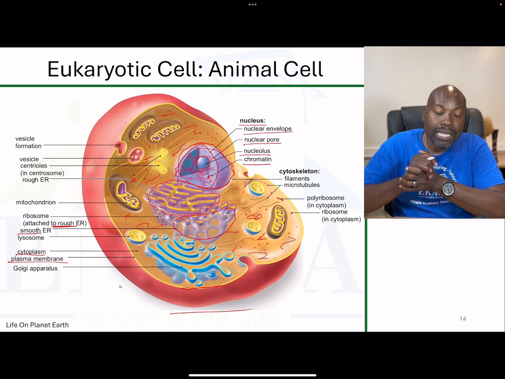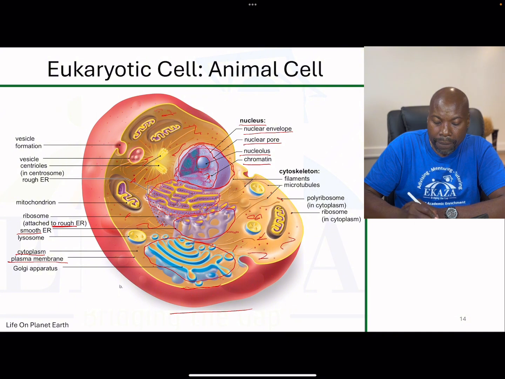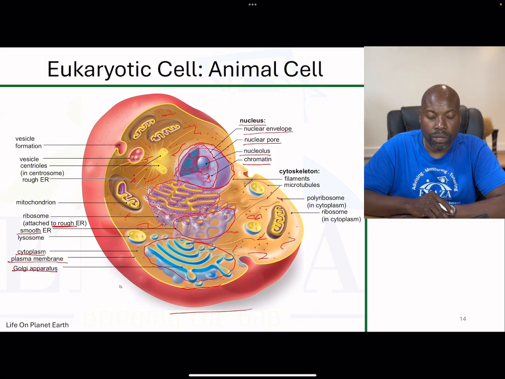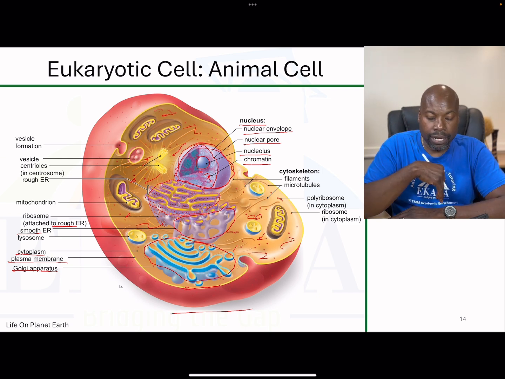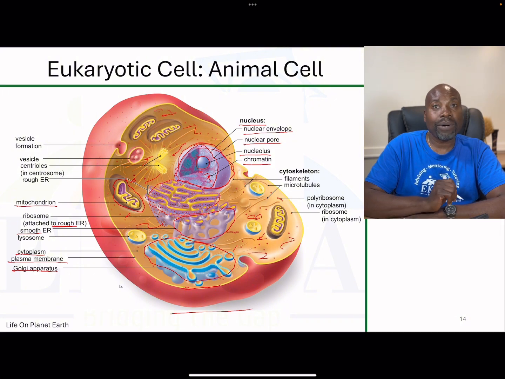Now, closely associated with the smooth endoplasmic reticulum, you're going to have this series of sacs here. That's the Golgi apparatus or Golgi body, right? We are going to address their functions at a later time. Then we have the mitochondria, right? The mitochondria, which are the powerhouse of the cell.